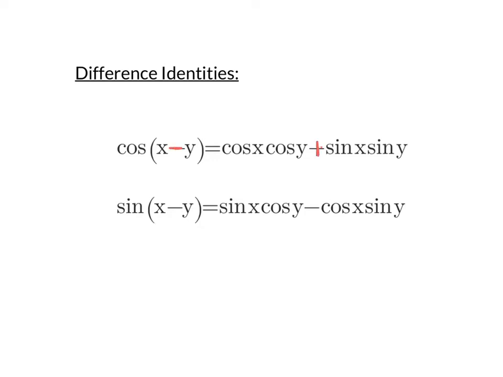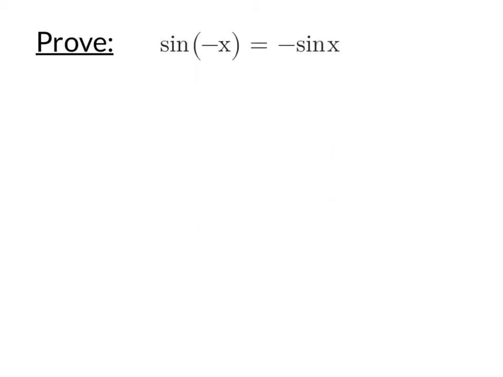Now, just to emphasize this a little bit, when we're dealing with cosine, if we're subtracting in the middle, then when we put those products together, we have the opposite sign. However, when we're dealing with sine, if we're subtracting in the middle there, then we also subtract their products. So pay attention to that as you're going through any of those difference identities.